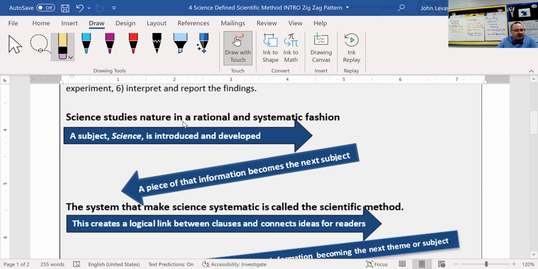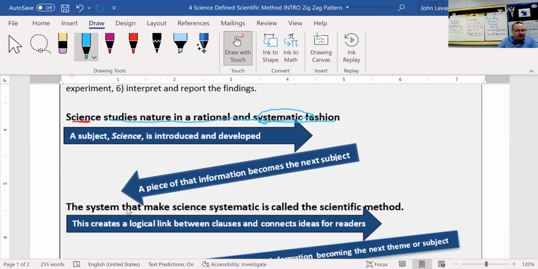Science studies nature in a rational and systematic fashion. The subject is science. And the predicate studies nature in a rational and systematic fashion. Subject science, predicate studies nature in a systematic and rational fashion. Some piece of that information or predicate is taken and then made into the subject of the next sentence. Science studies nature in a systematic and rational fashion.